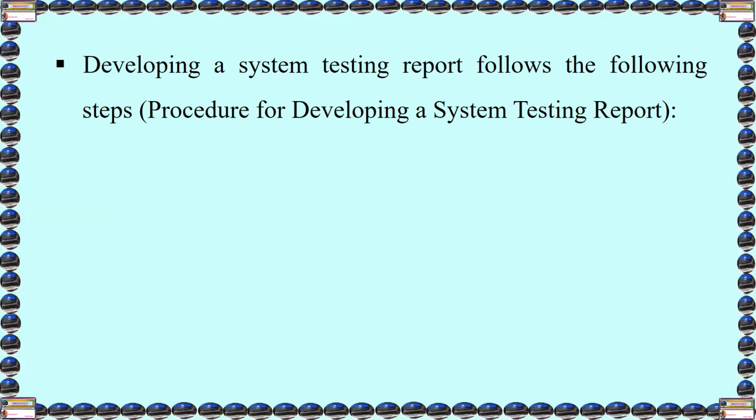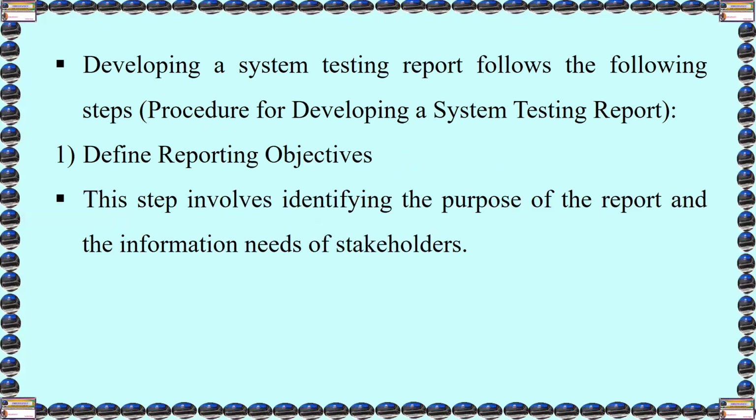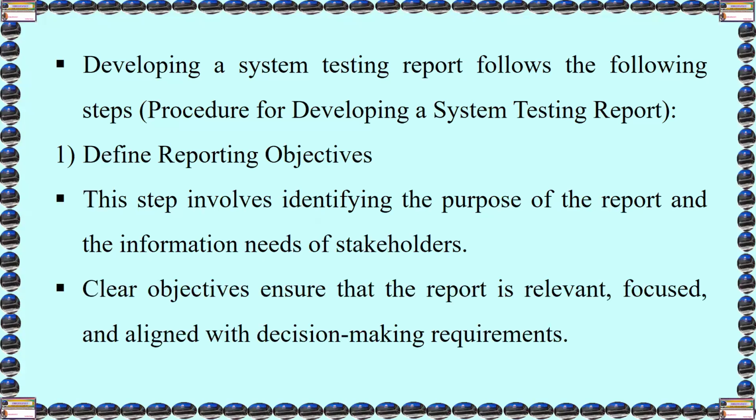Developing a system testing report follows the following steps, or this is the procedure for developing a system testing report. Number 1, you define reporting objectives. This step involves identifying the purpose of the report and the information needs of stakeholders. Clear objectives ensure that the report is relevant, focused, and aligned with decision-making requirements.